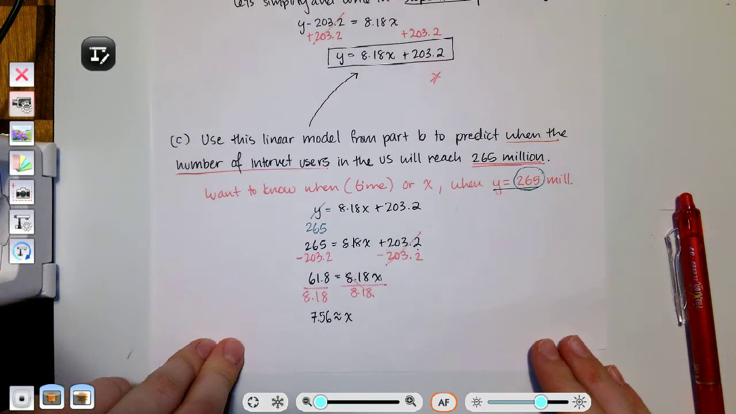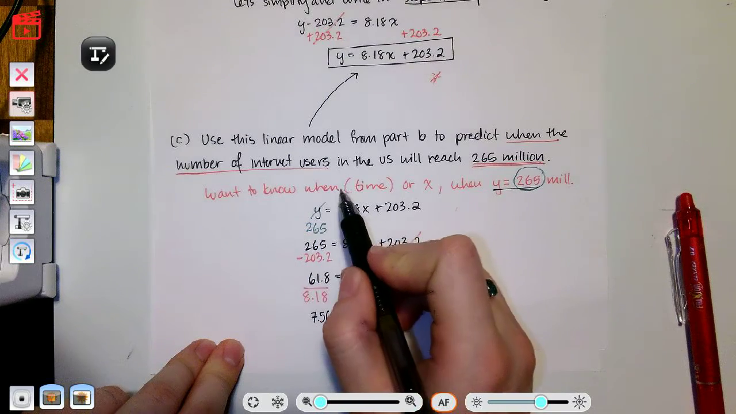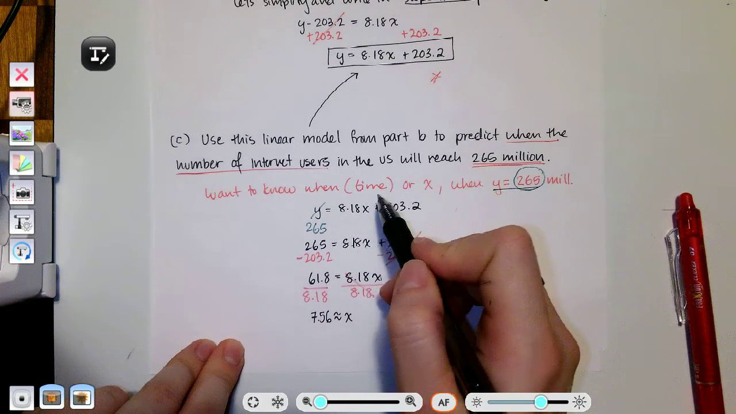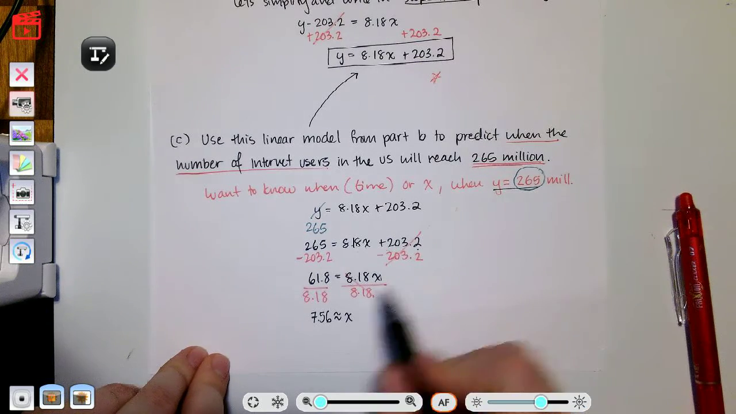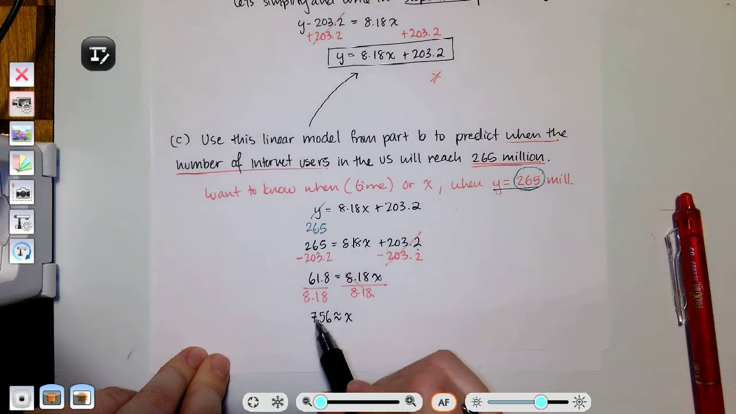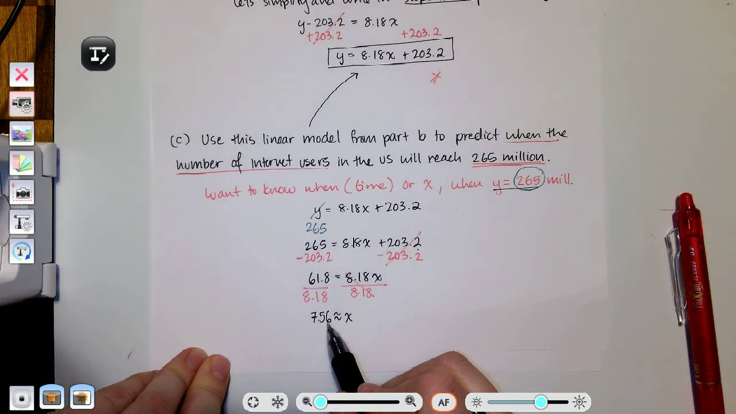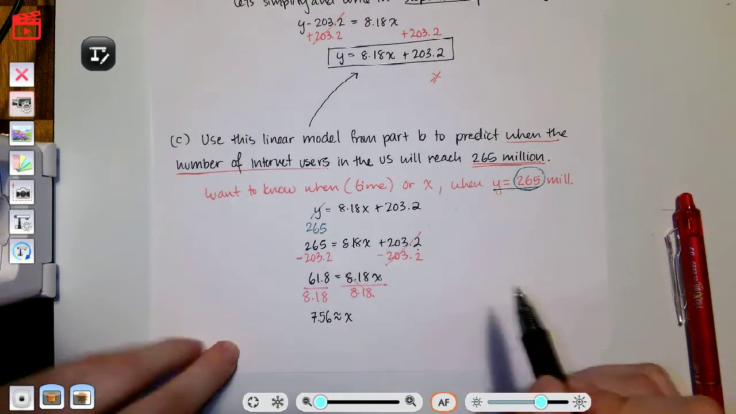Okay, so they want to know the number, they want to know the time, and this was talking about years, when the population will reach 265 million. So this in years, what would that be closer to? In about, maybe we'd say that's closer to 8 years? Or you could say 7.5 years. Let's say 7.5 years.